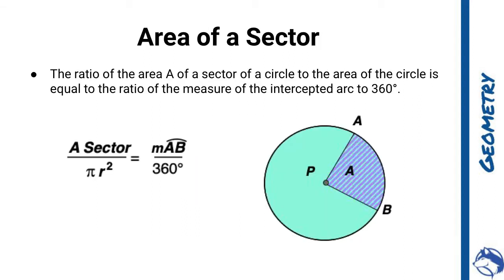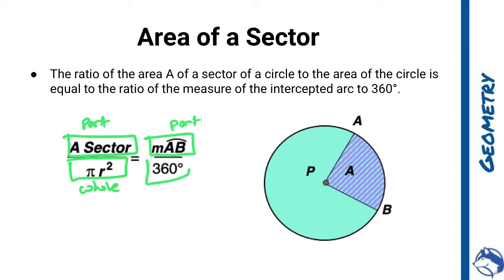So for the area of a sector, we're going to basically do this by using ratios. The area of a sector of a circle to the area of the circle is equal to the ratio of the measure of the intercepted arc to 360. So basically I'm taking the part divided by the whole, and I'm setting it equal to the part divided by the whole. And what this does is it allows me to create a ratio where I can figure out these different pieces. So I'll go ahead and show you an example.